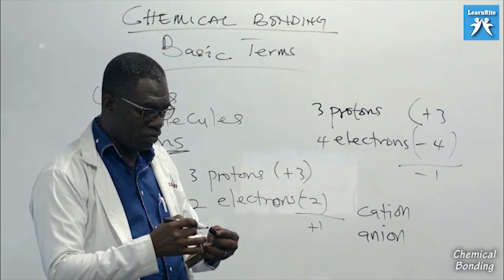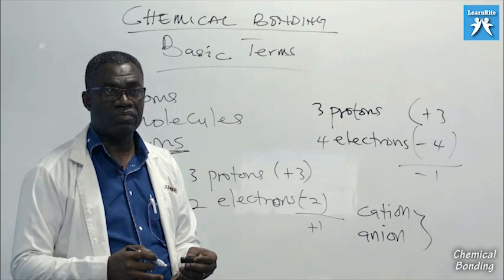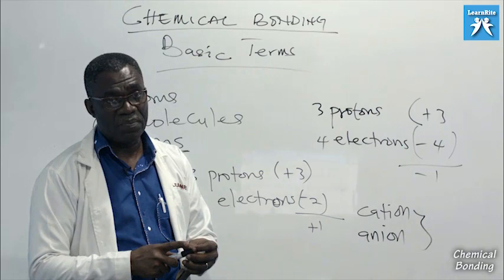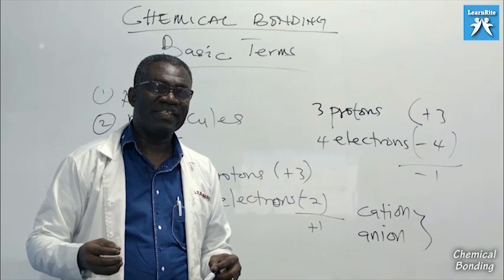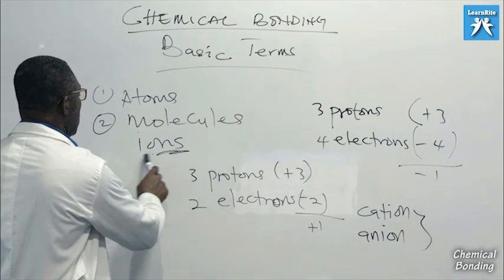So an ion is either a cation or an anion. Are we clear with that? An ion is either a cation, meaning that it has lost electrons to become positively charged, or it is an anion, meaning that it has gained electrons to become negatively charged. So that is the meaning of ions.